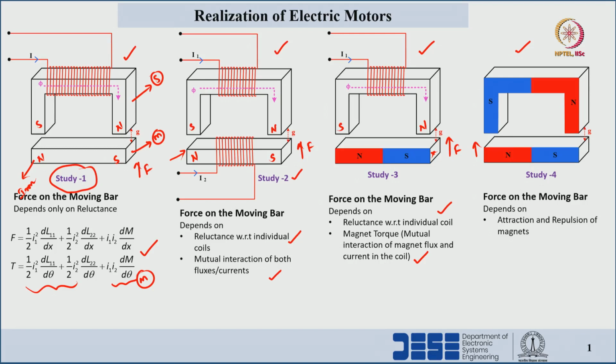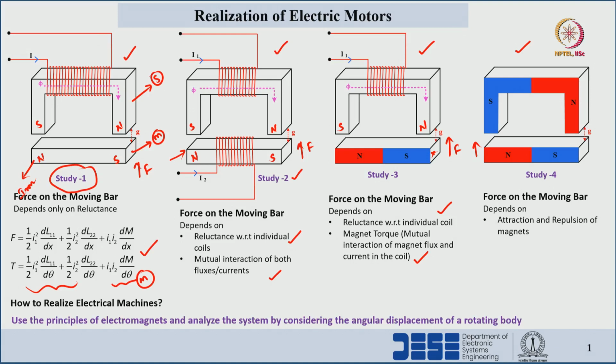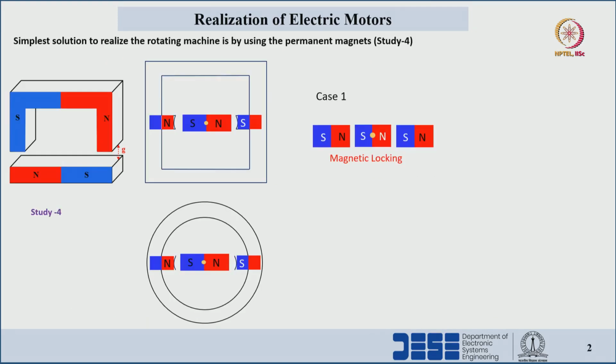Now, how do we realize the electrical machine with respect to these principles? In rotating machines, there is angular displacement. Here we are seeing only linear displacement, in one direction. Here, angular displacement will be there in rotating machines. So how do we realize the simplest machine? The simplest machine we can realize with permanent magnets, no need of windings, nothing.